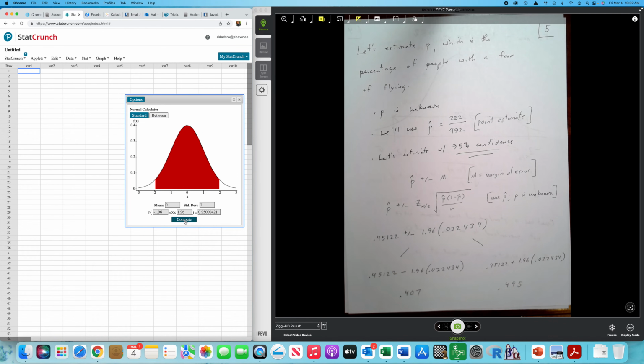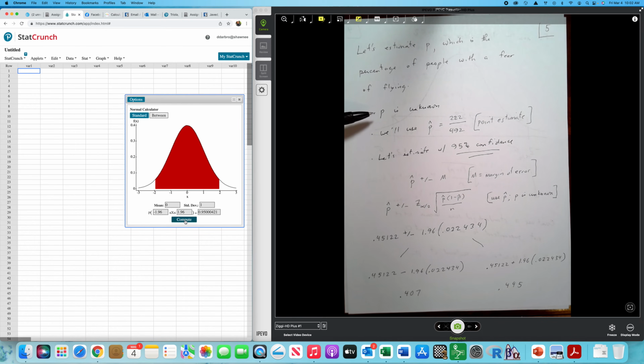Now, let's estimate P, which is the percentage of people with a fear of flying. Okay, so let's say we have no idea, and I don't. I've seen some studies, but I don't necessarily have to believe it. So I want to estimate the percentage of people with a fear of flying. So P is the percentage of all people who are afraid of flying. I don't know the answer to that. That's what I'm trying to estimate.